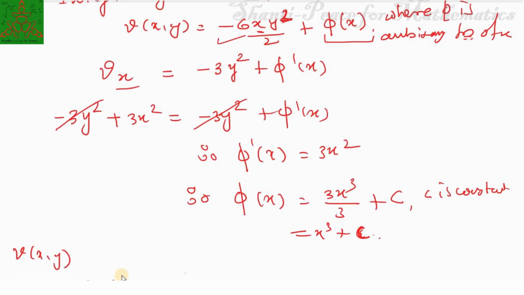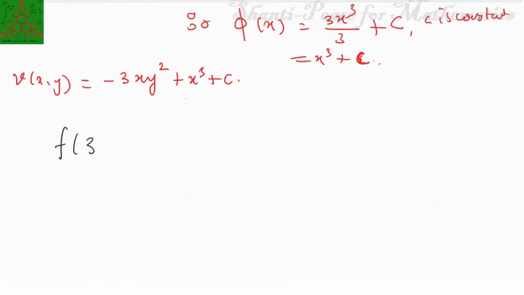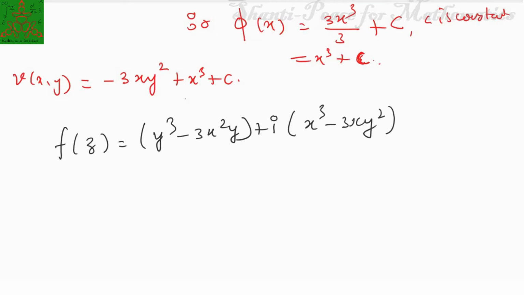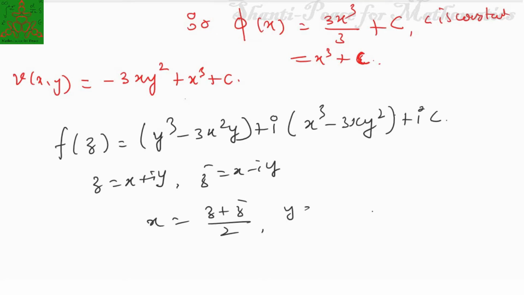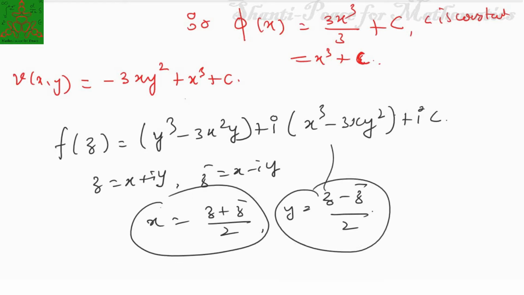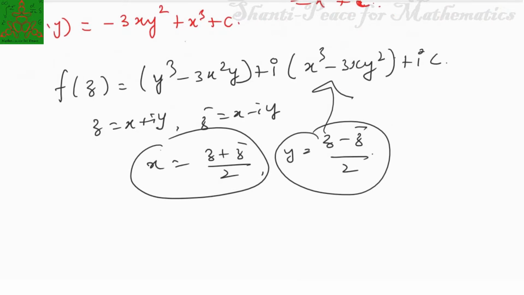Hence the harmonic conjugate v(x,y) is −3xy² plus x³ plus c. Finally, f of z is y³ − 3x²y plus i times (x³ − 3xy²), plus some constant, so it is plus ic. Put z equal to x plus iy and z bar equal to x minus iy, so x is (z plus z bar)/2 and y is (z minus z bar)/2. If you substitute this x and y into the equation, you will have an expression in terms of z. So f of z, when you convert, is i z³ plus c, which you can calculate and verify.